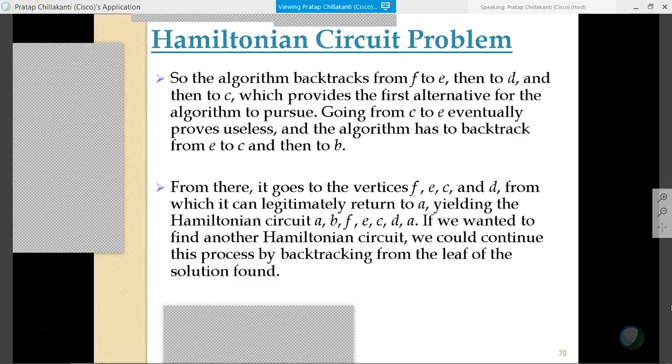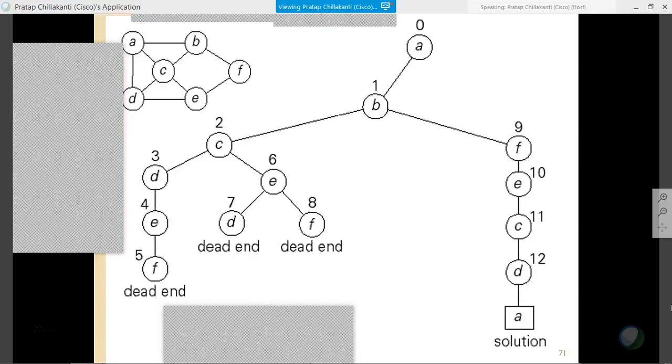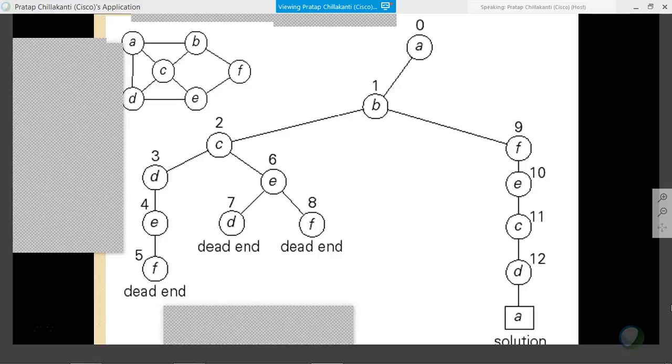And similarly, you can extend that to find many Hamiltonian circuits, because once one solution is found, you can still backtrack to see if there are other paths. This should look familiar to you, right? We did something similar in state space trees when we did the subsets problem and then the Queens problem. So you start from A to B, at one level there, and from B you go to C. Like that, you fill this tree. And you can see all the dead ends are marked. So this is how you arrive at the solution.